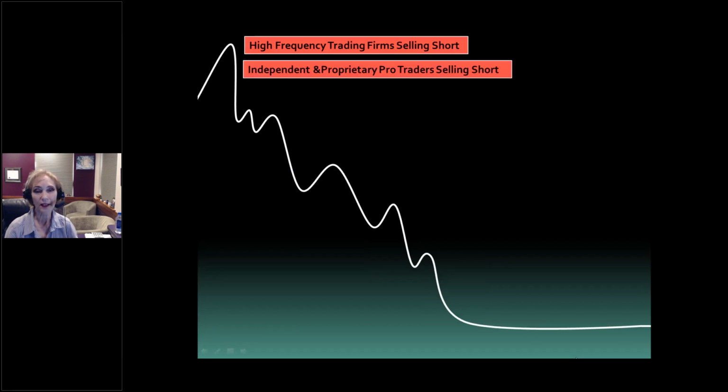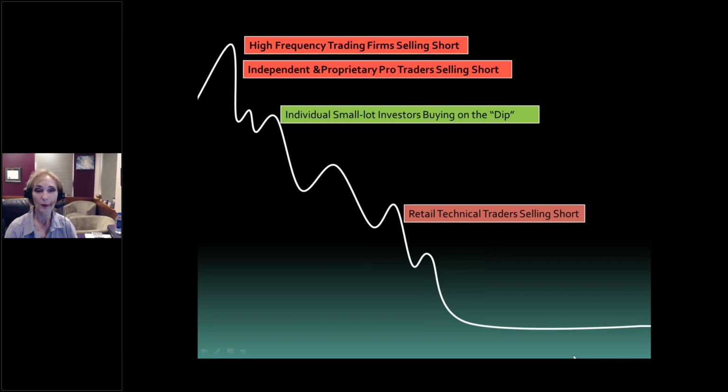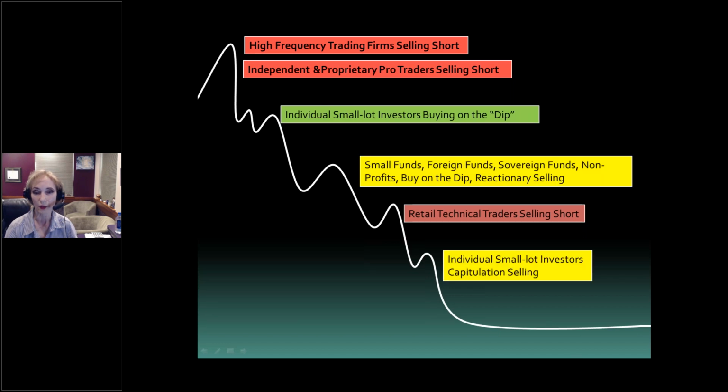So on the downside, a lot of people think everybody sells short, but only 3 of these groups actually sell short. High-frequency traders sell short, independent proprietary pro traders sell short, and retail technical traders sell short. Everyone else does not sell short.